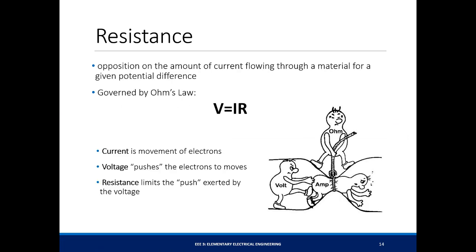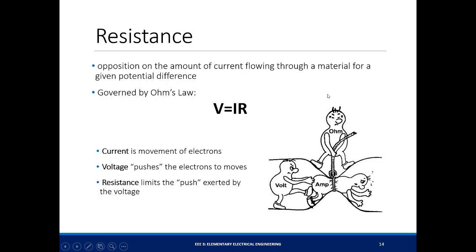So now let's move on to the concept of resistance. Resistance is the opposition to the flow of current. If there's resistance, it resists the flow of current, therefore resisting the flow of electrons. It's governed by what we call Ohm's law, where the equation is V is equal to IR. Current is the movement of electrons. Voltage pushes the electrons to move, and resistance limits the push exerted by the voltage.